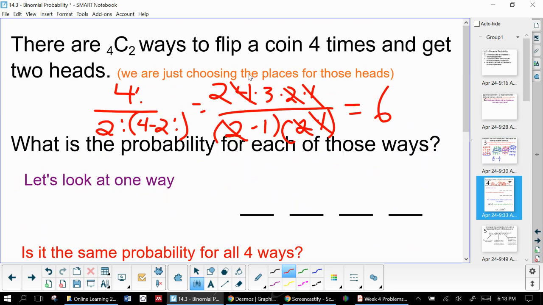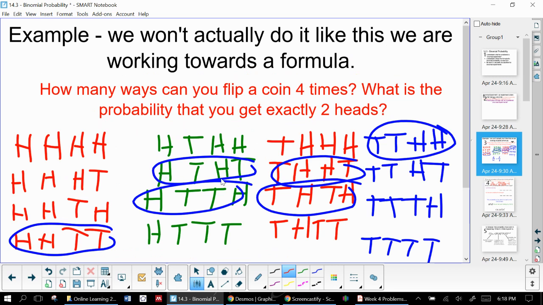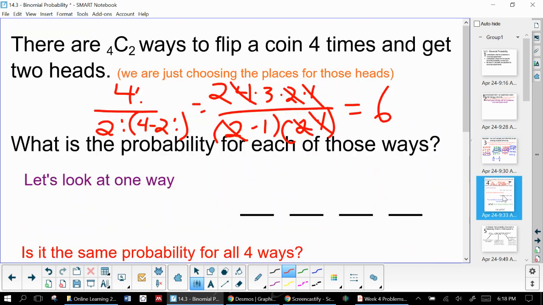What's happening here is we're just choosing the places for those heads to be. We have 4 spots, and we're choosing 2 of them to be heads. And the reason we're using a combination is because as long as there's 2 heads here and here, it doesn't matter which head came first. We're counting the order that they're in, but it doesn't matter whether this heads is here and this heads is here or those 2 heads switched. Hope that made sense. But it's a combination. We end up with 6 different ways.